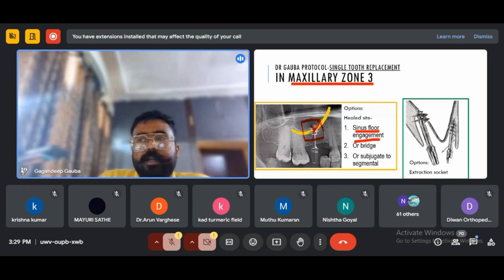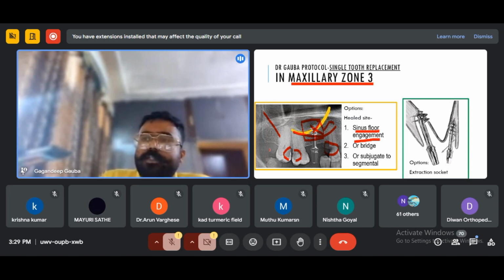If this is not possible, if the floor has pneumatized very low and implant placement is not possible, we can subjugate the segment and do prophylactic extractions. Like here we can see this tooth is also carious, the tooth was tender; the third molar we can extract, it was also carious, we can extract it for placing the pterygoid; and this premolar also is carious and was infected, right? So we can deliberately extend the edentulous space and restore the whole segment. Otherwise we can engage the sinus floor or we can go with the bridge.